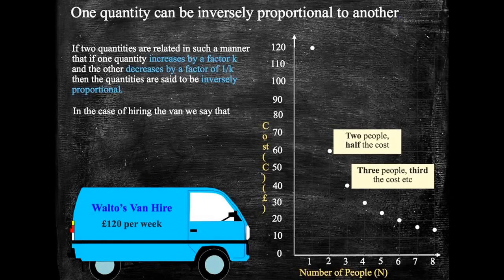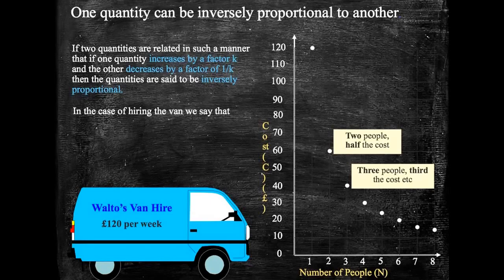Let's have a look at what we're talking about in terms of inverse proportionality. If two quantities are related in such a way that one is increasing by a factor of k and the other is decreasing by a factor of 1 over k, we say that they're inversely proportional. If you're not sure what I'm talking about in terms of the k, check out the other video, the direct proportion one, where I go into that in a little bit more detail.